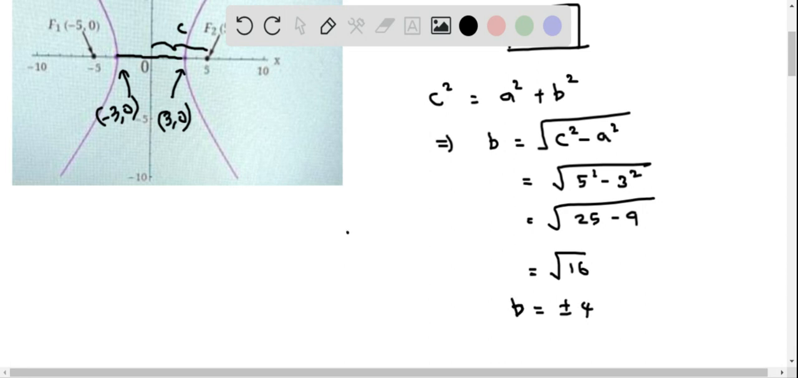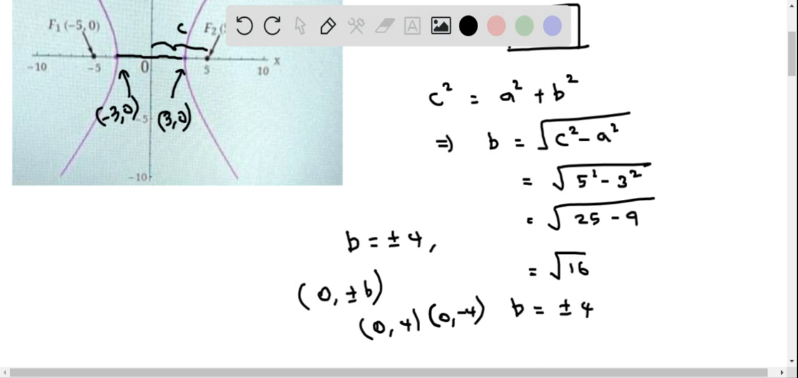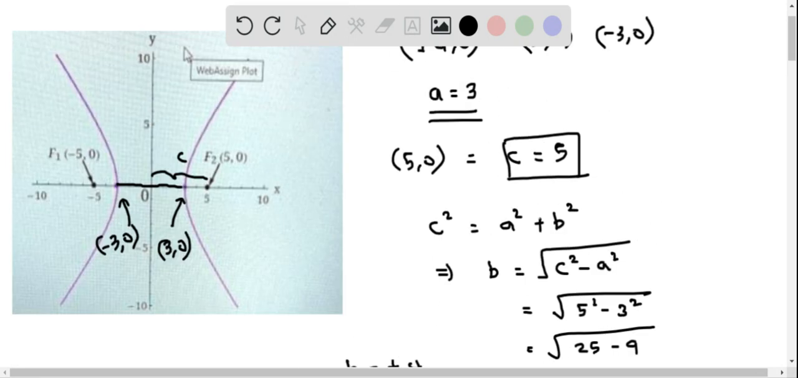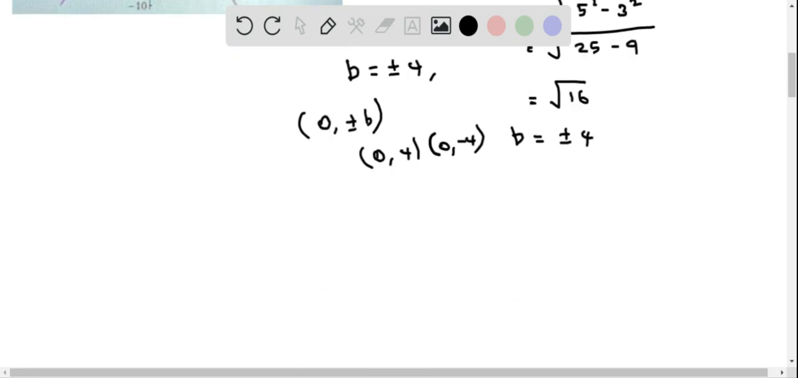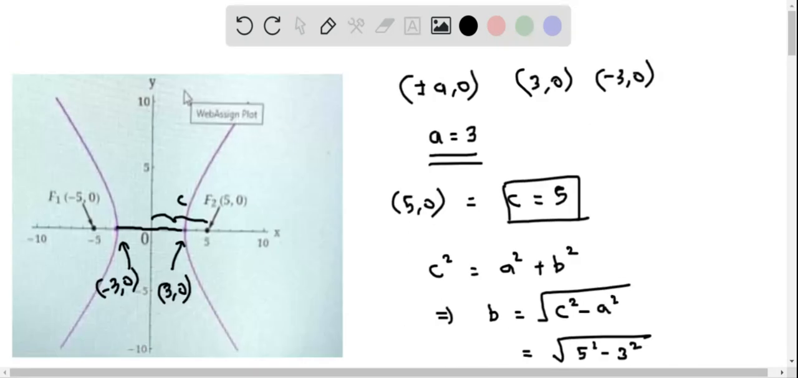So we have determined that b equals plus or minus 4, and so therefore the co-vertices are 0 plus or minus b, that is 0 comma 4 and 0 comma negative 4. And for this type of hyperbola, we can write down its general equation. This hyperbola has center at origin. This one is the center.